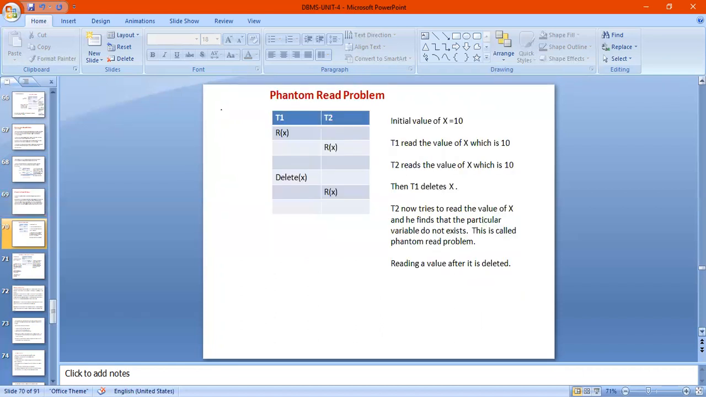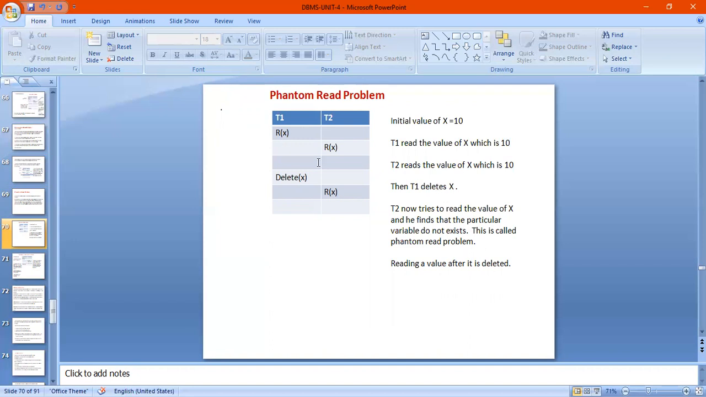Phantom read problem. Initial value of X is equal to 10. T1 reads the value of X, which is 10. T2 reads the value of X, which is 10. Then T1 deletes X. T2 now tries to read the value of X, and finds that the particular variable does not exist. This is called the phantom read problem: reading a value after it is deleted.